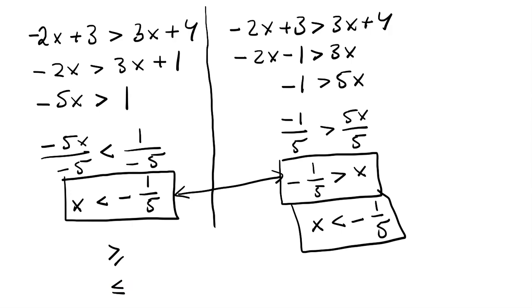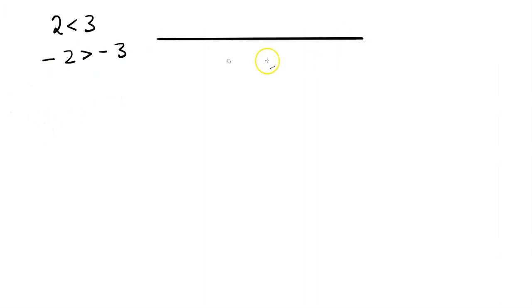Let's see if we can motivate that also in another way. Okay, we have that 2 is less than 3, obviously. But we also have that -2 is larger than -3. Why is that? We can just put them on a number line if you don't see that directly.